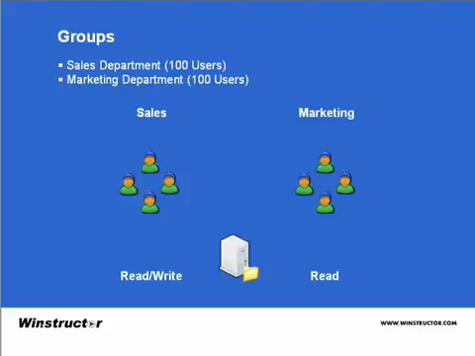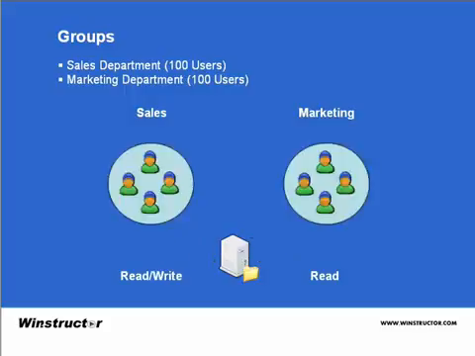So what do we do? Well, without the concept of groups, we would need to assign the correct object permissions to every one of the 200 individual users. Now that's a lot of work. Using groups, we can simply add each of the salespeople into a group called sales. We would then add the marketing users into a different group called marketing, and then we just add the permissions to each group to be able to read or read and write to the folder as the case may be.